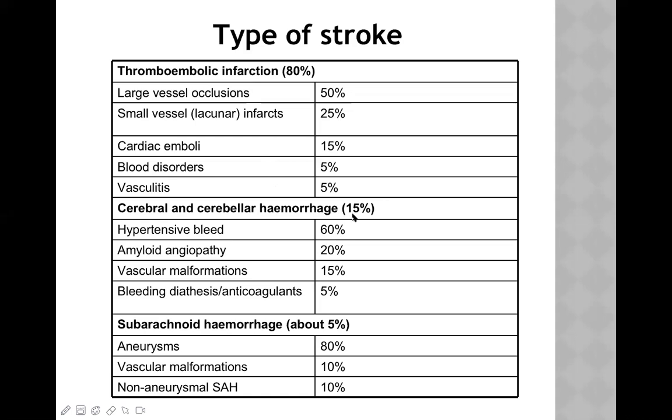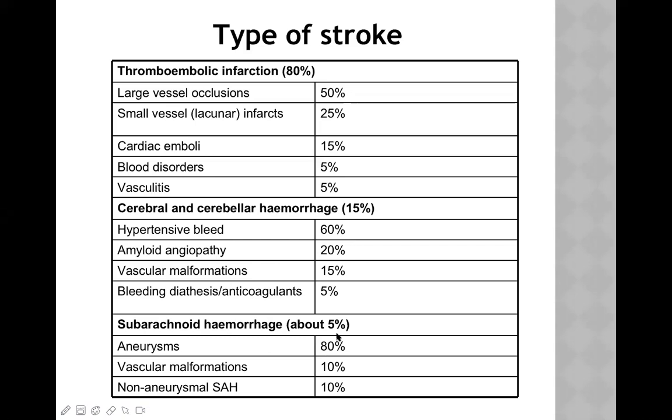Another type of stroke is hemorrhagic stroke, either cerebral or cerebellar hemorrhage. It is less common than the infarction, and these are the common causes. Hypertension: systemic hypertension leads to hypertensive bleed in almost 60% of hemorrhagic strokes. Some other causes may be amyloid angiopathy, deposition of amyloid substance on the blood vessel wall leading to weakness. Vascular malformation, also known as AV malformation, and some of the bleeding disorders or diathesis. It also can be caused by anticoagulants like warfarin and heparin overdose or overuse.